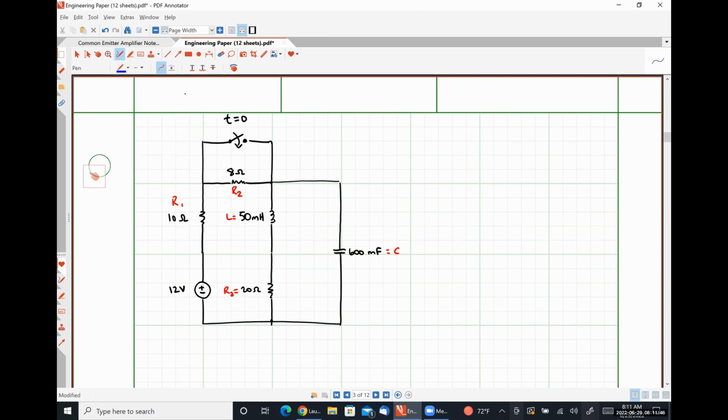I'm going to define some important figures of merit here. So this voltage, VL of t, is the voltage drop across my inductor. This current, IL of t, will be the current flowing through my inductor. Similarly, this voltage, VC of t, is the voltage drop across my capacitor. And this current, IC of t, is the current flowing through my capacitor.